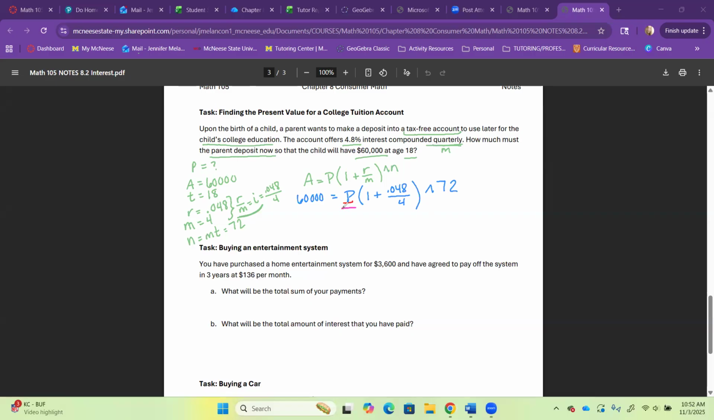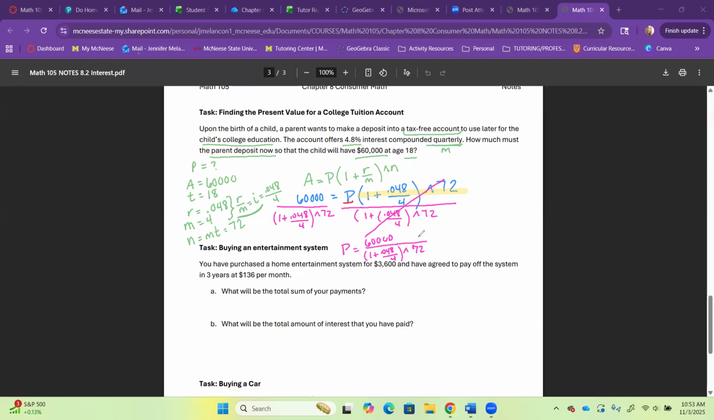We only need to divide out whatever P is being multiplied by, which is this entire other thing. So this whole thing is going to be divided out. Let's go ahead and divide that out, and that would be 1 plus 0.048 over 4. And then I have to do the same on the other side, 1 plus 0.048 over 4. And then all of this goes away, and I'm just left with P equals 60,000 divided by 1 plus 0.048 over 4 raised to the 72 power, all on the bottom.